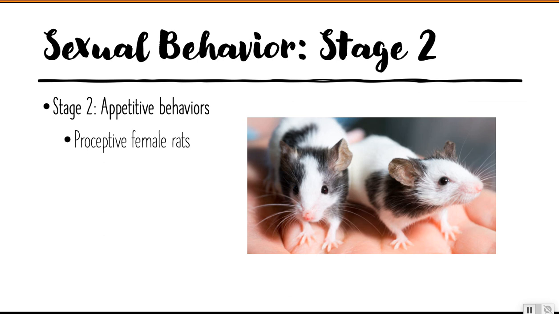We can get specific and look at proceptive female rats. If a female rat wants to display that she is proceptive, she will engage in ear wiggling. So these cute little ears will start to move back and forth. And they will engage in this behavior called hopping and darting. So they will hop close to the male and then they'll retreat. They'll dart away and then they'll hop back close. So those are two different behaviors that females can show to the males that they are proceptive.